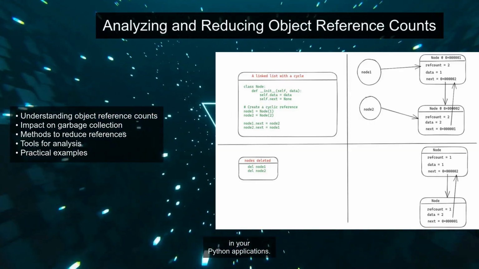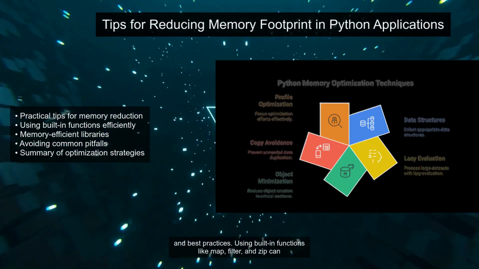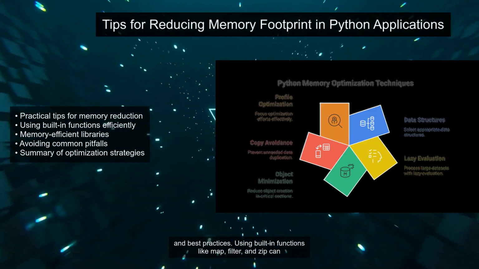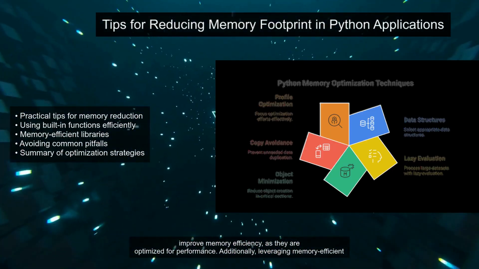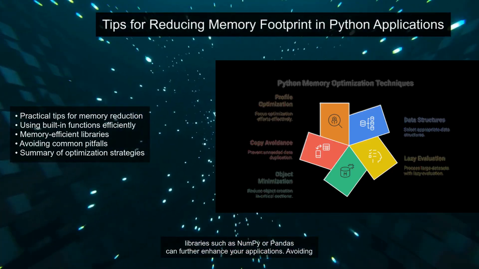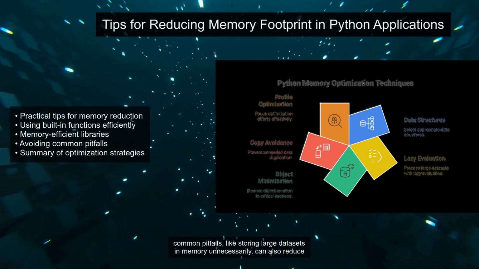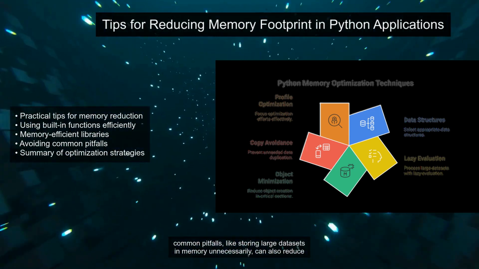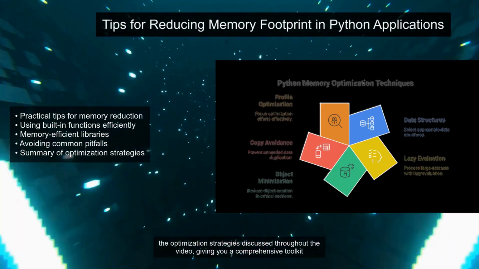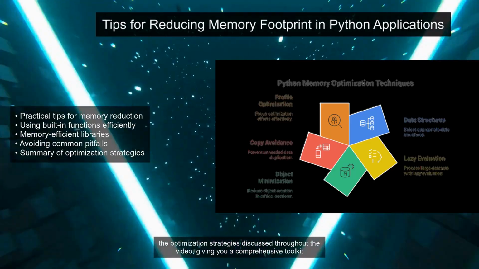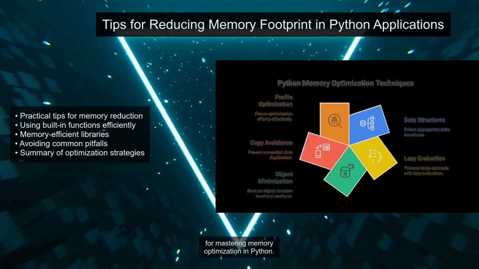Reducing the memory footprint of Python applications involves a combination of strategies and best practices. Using built-in functions like map, filter, and zip can improve memory efficiency, as they are optimized for performance. Additionally, leveraging memory-efficient libraries such as NumPy or Pandas can further enhance your applications. Avoiding common pitfalls, like storing large datasets in memory unnecessarily, can also reduce your memory footprint. In this segment, we'll provide practical tips and summarize the optimization strategies discussed throughout the video, giving you a comprehensive toolkit for mastering memory optimization in Python.